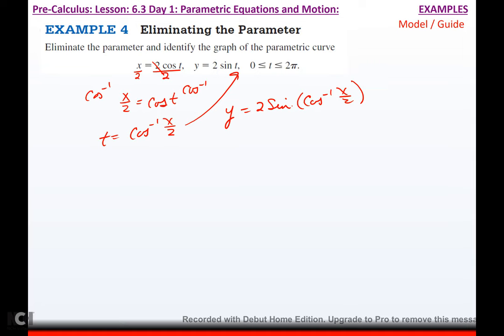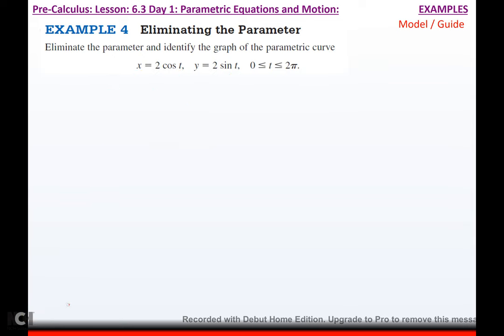Right now, we don't have the skills or the tools to evaluate that. I mean, I guess I could plug in points and do that. But there's another way, okay? This isn't practical for us. So what we do is we're going to say, well, there's a Pythagorean identity that says cosine squared plus sine squared equals 1. So the trick here is to square both of these functions and add them together.